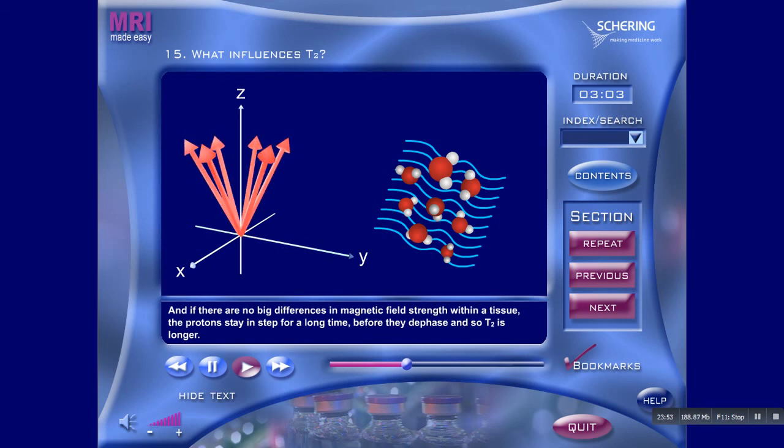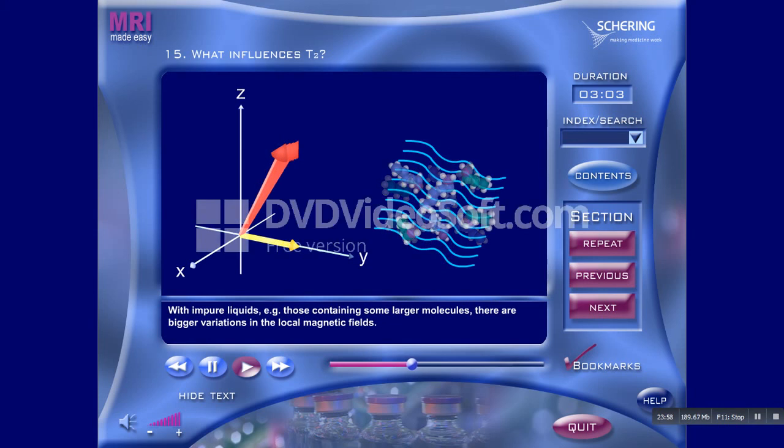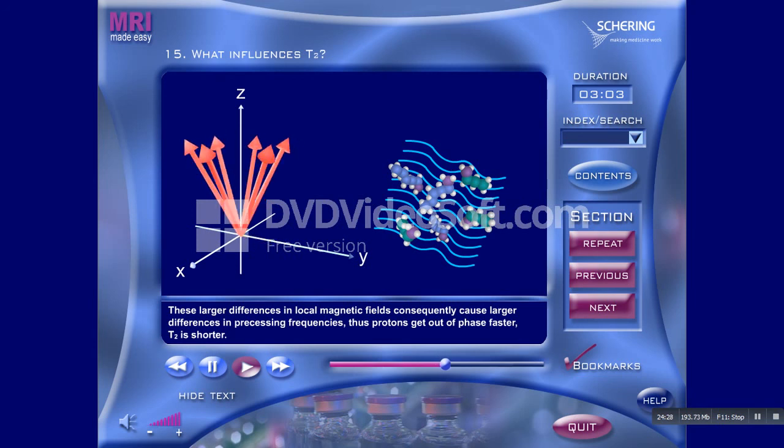With impure liquids, for example, those containing some larger molecules, there are bigger variations in the local magnetic fields. The larger molecules do not move around as fast, so their local magnetic fields do not cancel each other out as much. These larger differences in local magnetic fields consequently cause larger differences in precessing frequencies. Thus, protons get out of phase faster. T2 is shorter.